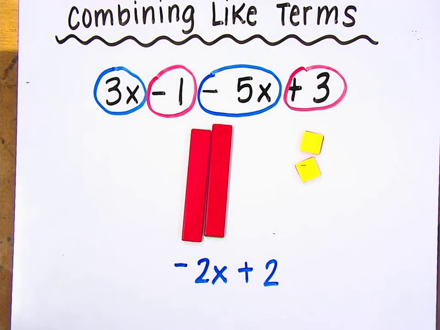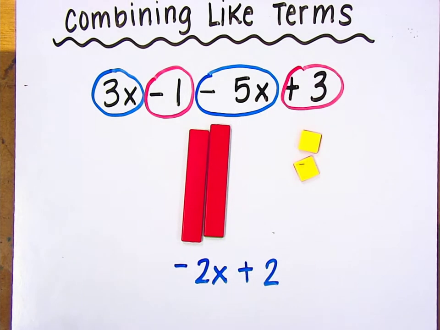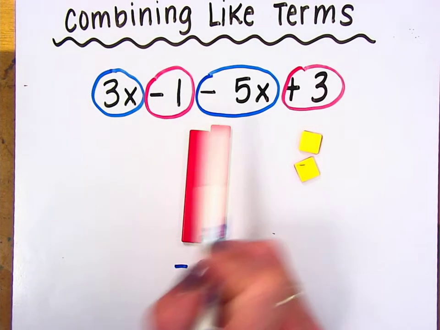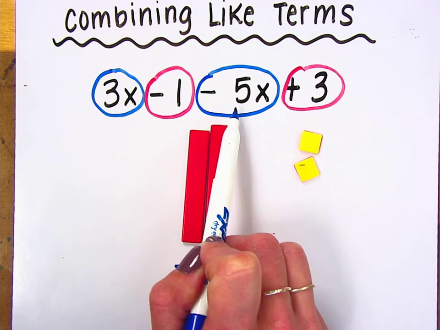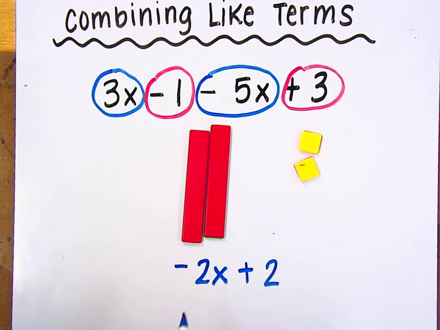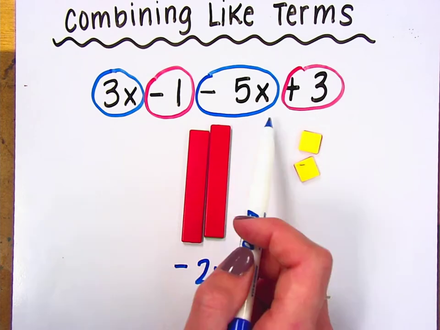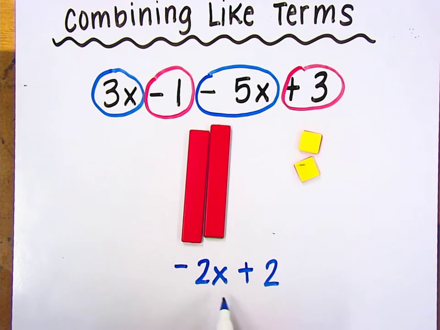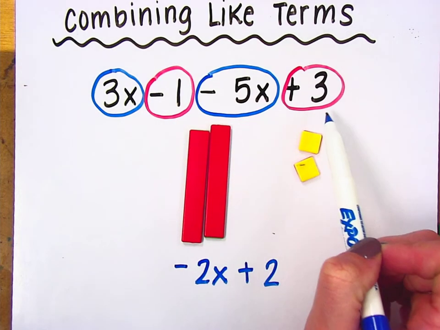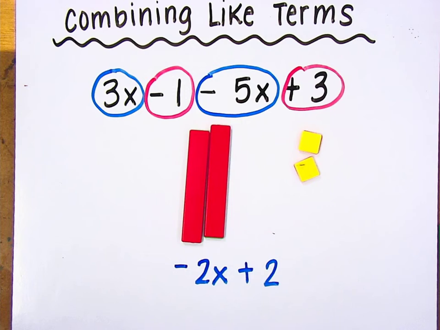I can think of this procedurally by taking a look at my coefficients with the variables, so 3 and negative 5, and combining those. I know 3 combined with negative 5 is negative 2, and since I'm looking at x's, that would be negative 2x. And I know that negative 1 combined with positive 3 would give me positive 2.